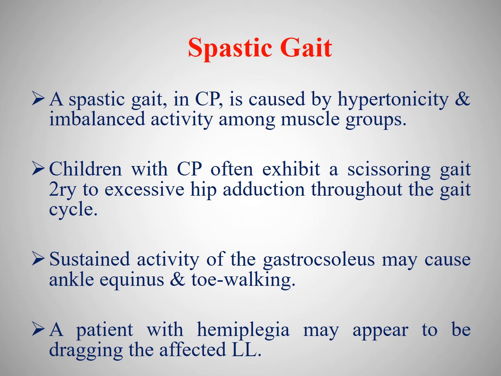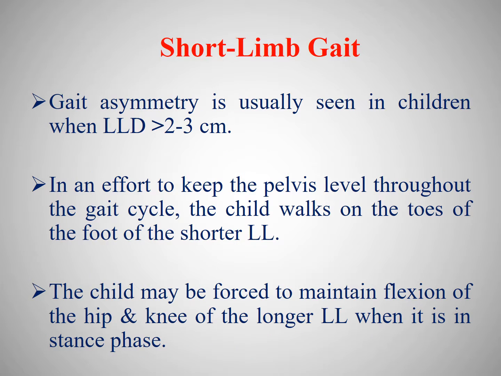Spastic gait. Spastic gait, as in cerebral palsy, is caused by hypertonicity and imbalanced activity among muscle groups. Children with CP often exhibit a scissoring gait, secondary to excessive hip adduction throughout the gait cycle. Sustained activity of the gastrocnemius may cause ankle equinus and too quick walking. A patient with hemiplegia may appear to be dragging the affected lower limb.